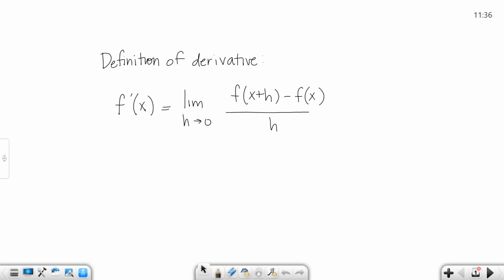In this section, you're going to have the definition of derivative. We're going back over our quotient rule that we talked about in our first chapter. So this is just an expansion of the quotient rule.